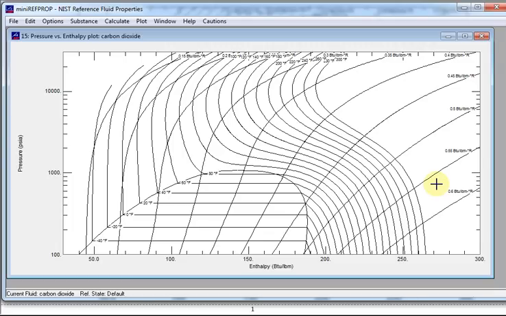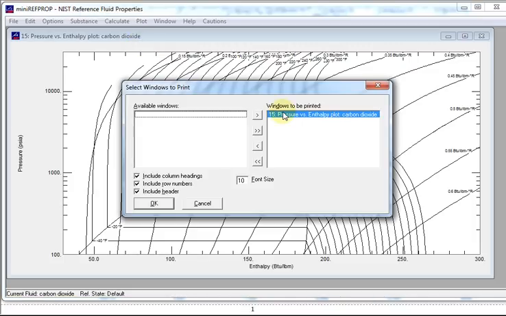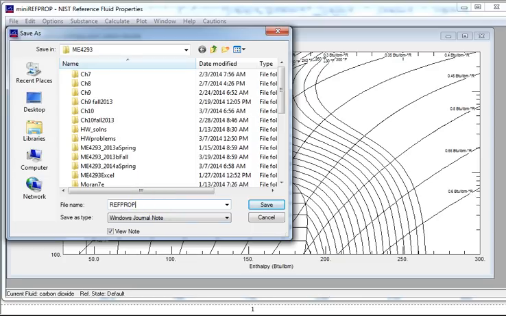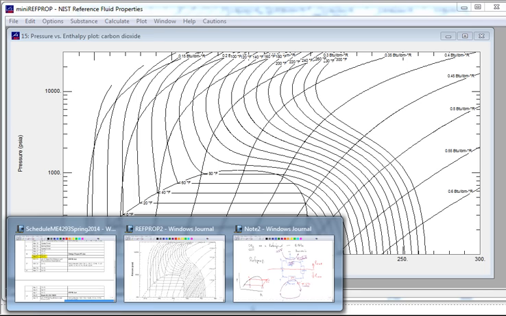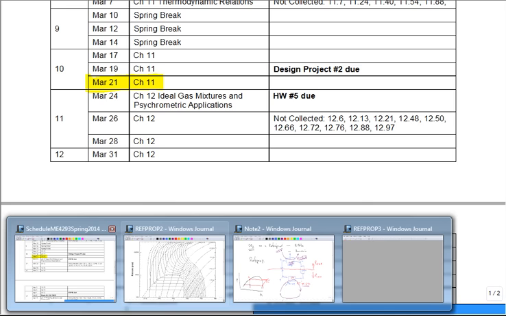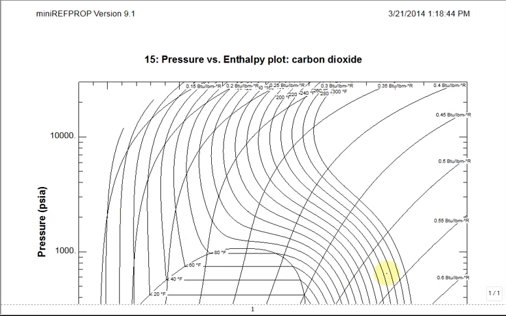All right, so one of the things you can do is you can go ahead and print. I'm going to go ahead and print this, Control P. And when it prints this, it puts it into a file, which is nice. And I'm going to call this REFPROP 3. And then I can mark it up, okay? So if I come over and put it into a journal file, and it just showed up right here. So this is what I printed out for you.